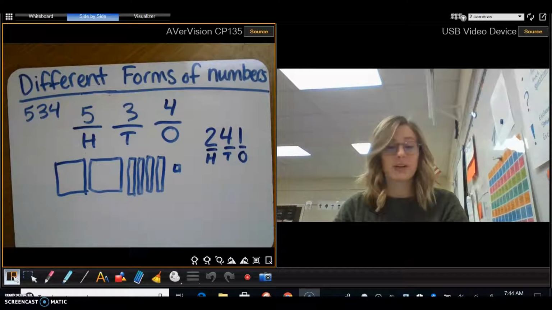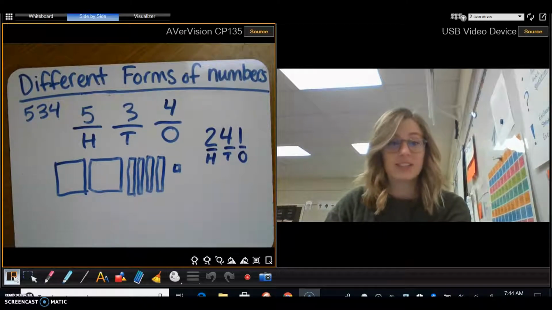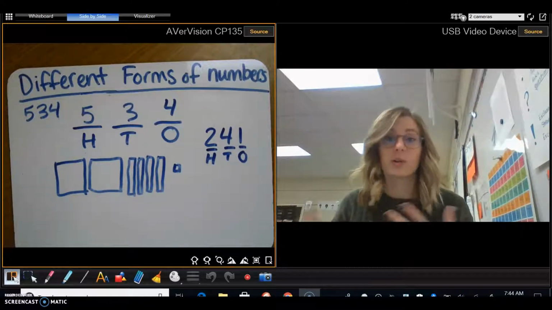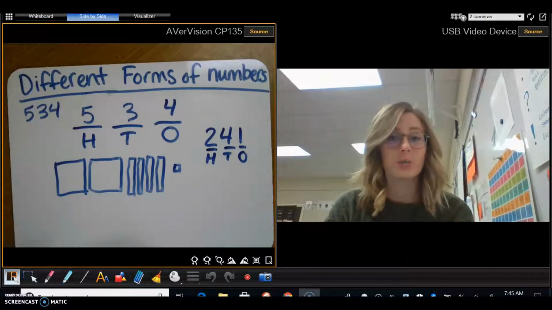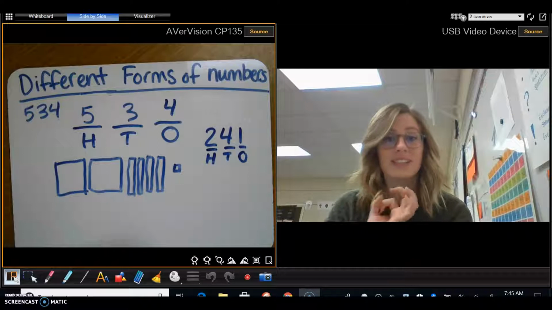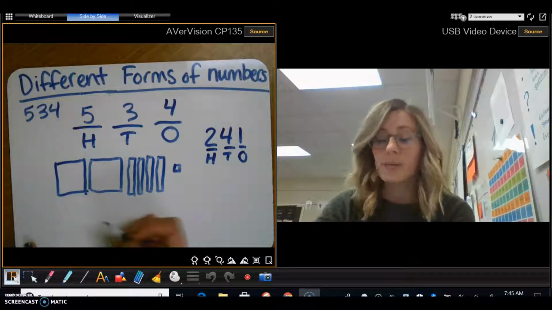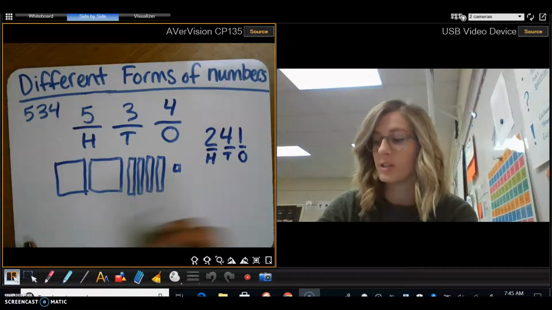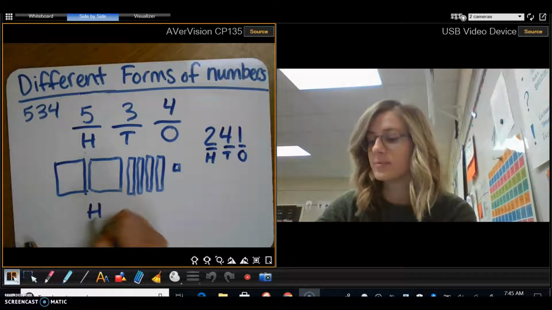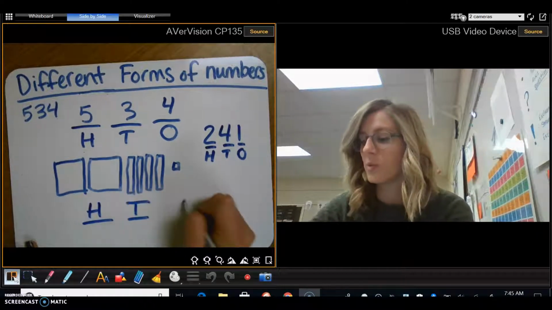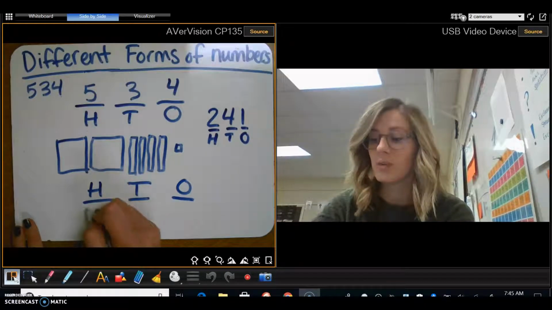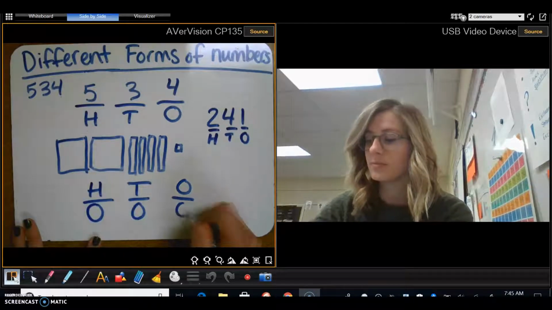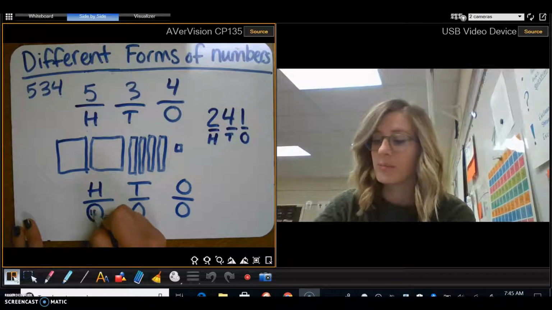And then our last one is new today. So this is another way to write or draw or represent our number. And we are going to use what is called place value discs. So for each of my place values, so if I have hundreds, tens, and ones, this is what I'm going to do. I'm going to draw a circle in each. And then I'm going to write the number they represent.